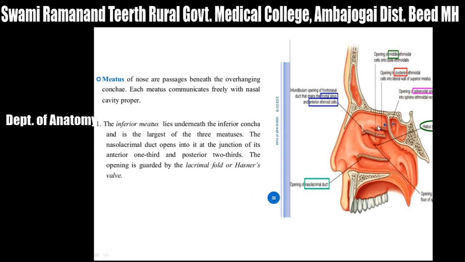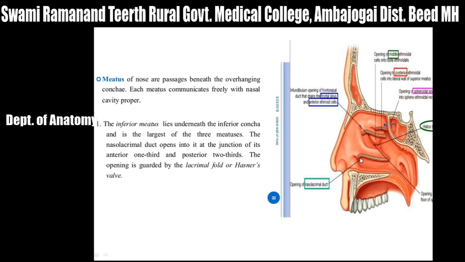Each meatus communicates freely with the nasal cavity proper. First we will see the inferior meatus. This inferior meatus is underneath the inferior concha. It is the largest of the three meatuses.